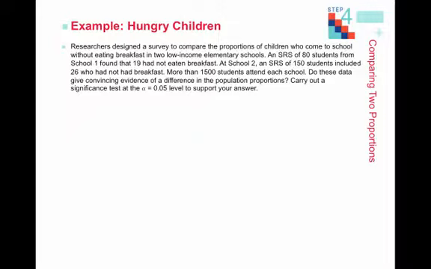So we want to look at a survey or a study that compares the proportions of children who come to school without eating breakfast in two low-income elementary schools. First school, an SRS of 80 students, found that 19 had not eaten breakfast. School 2, an SRS of 150 students, 26 had not had breakfast. More than 1,500 students attend each school. Do these data give convincing evidence of a difference in the population proportions? Carry out a significance test, alpha equals 0.05, to support our answer.